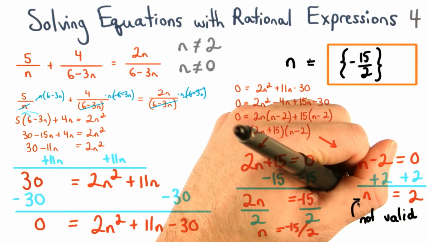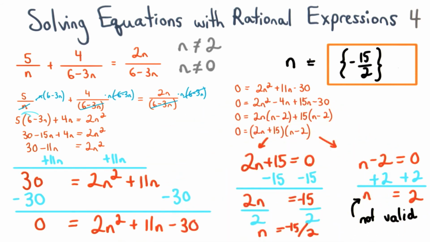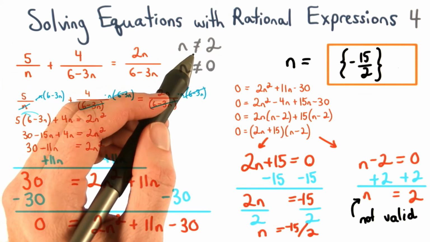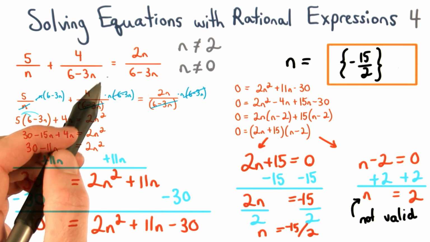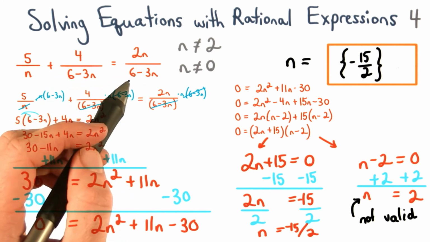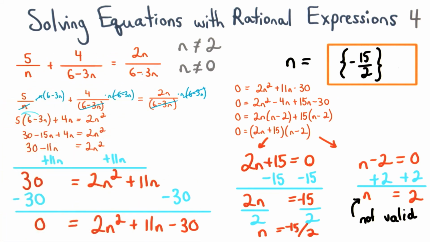And here's where we want to be careful. We need to check for the excluded values for the original equation. We know n cannot equal 0 since this denominator would equal 0, and the fraction would be undefined. We also know that n cannot equal 2. If n was equal to 2, both of these denominators would be 0, and these two fractions would be undefined.